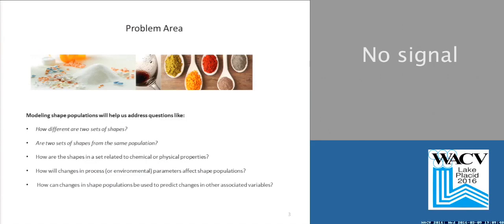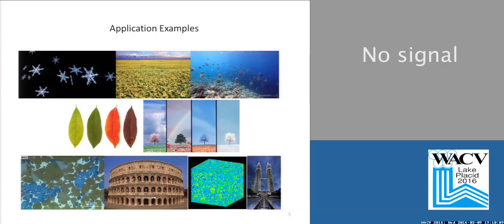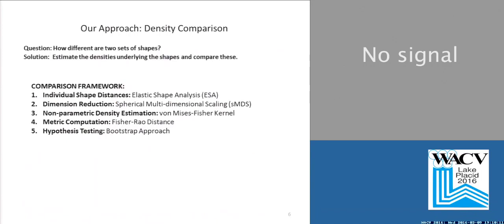Modeling shape populations will help us address questions like: how different are two sets of shapes? Are two sets of shapes from the same population? How are the shapes in a set related to chemical or physical properties? How will changes in process or environmental parameters affect shape populations? Or how can changes in shape populations be used to predict changes in other associated variables? Modeling shape populations instead of individual shapes is required for many industrial, biological, or environmental settings.